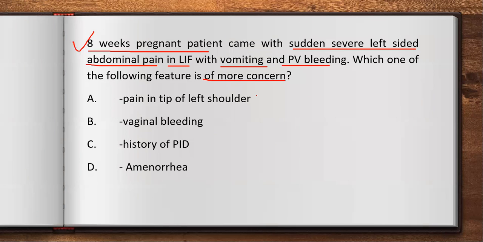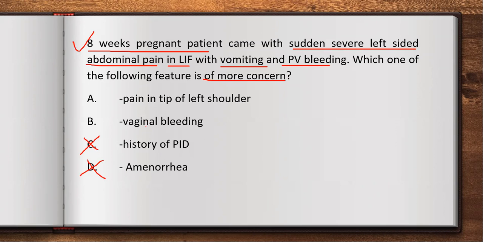How can you find out if it's ruptured? History of PID is not helpful in this case because this is a pregnant patient with PV bleeding, and PV bleeding has nothing to do with a history of PID. So rule that out. Amenorrhea itself is not very important at this time because we already know the patient is pregnant.